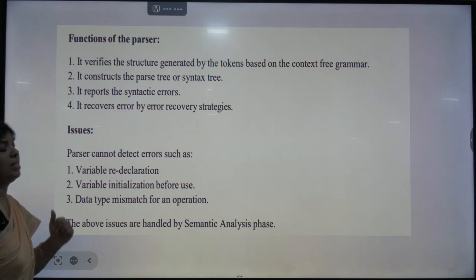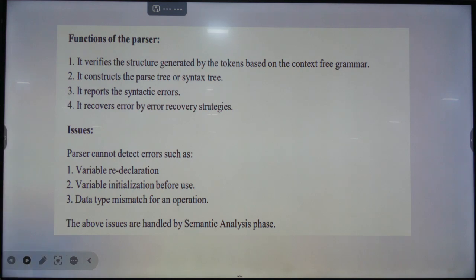So these are some functions of the parser. It checks whether the structure of the statement is correct or not, and that means it generates the parse tree, which can also be called a syntax tree. If we are unable to generate the parse tree, then it will generate errors. Those errors are called syntactical errors. And by using some error recovery schemes, some of the errors are rectified by itself. We may also raise some issues by using this syntax analysis phase.